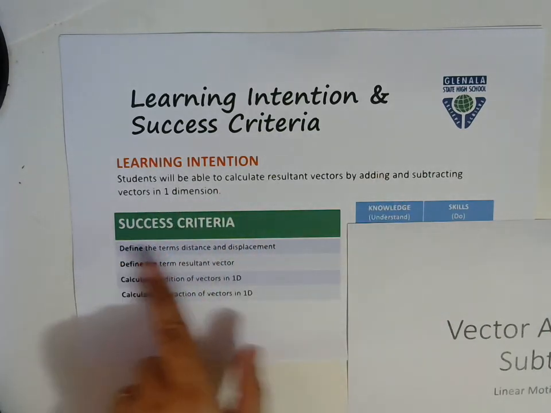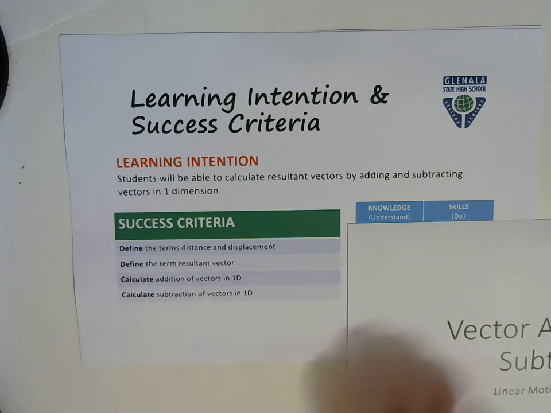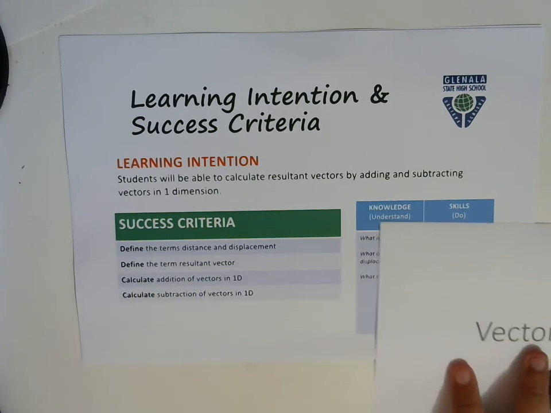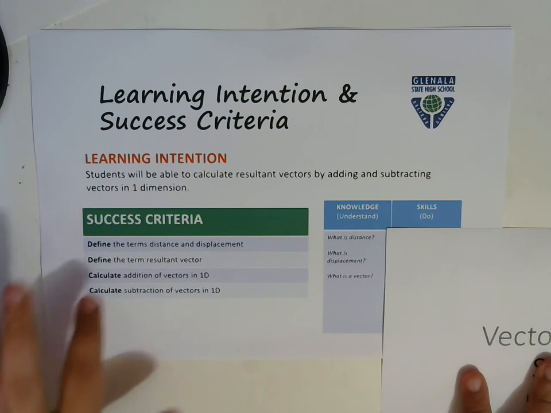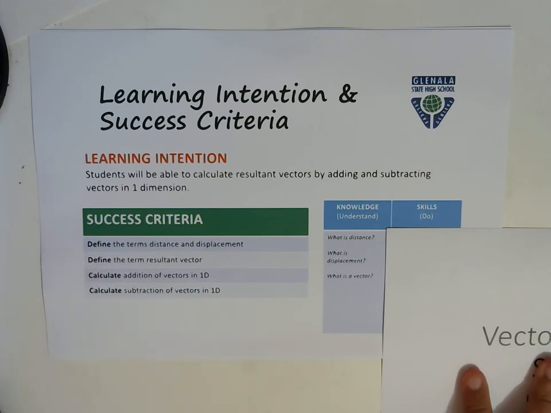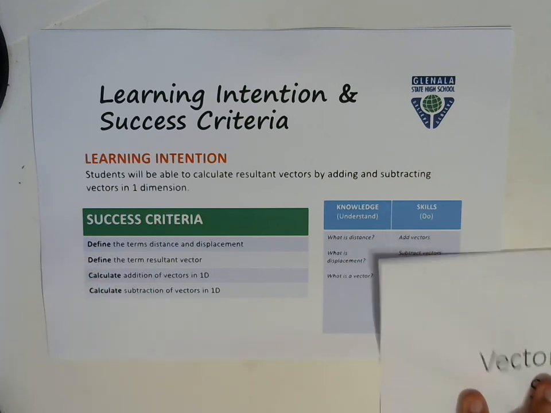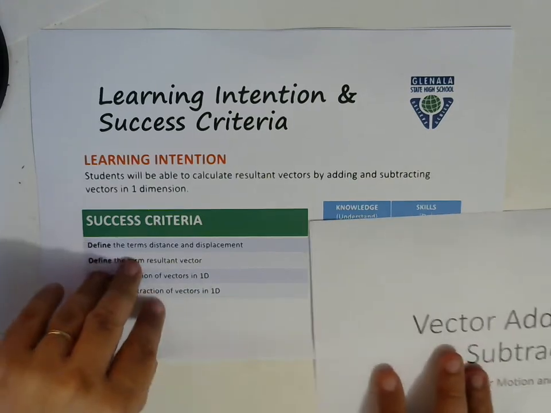Okay, so looking through these, we can see through our learning intentions we need to be able to calculate resultant vectors by adding and subtracting, and to succeed at this we've got a couple of things. We were defining distance and displacement, so that gives us our first knowledge: we should be able to define what is distance and what is displacement, and then finally we should be able to define what is a vector, in this case a resultant vector specifically.